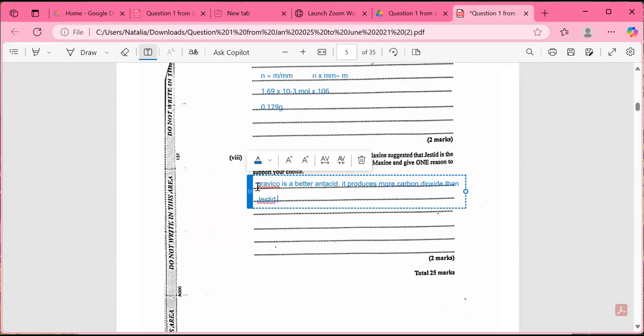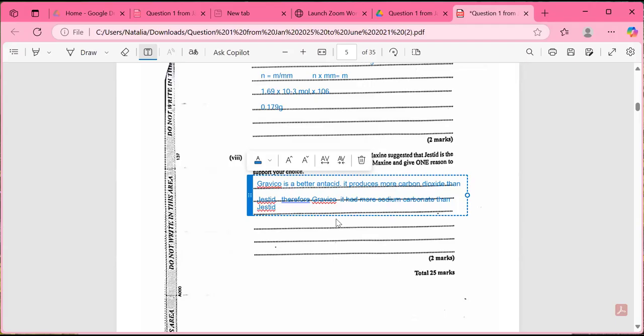All right, so this one is a better antacid. Because it produces more carbon dioxide, what does that mean in terms of sodium carbonate? Would it have more or less sodium carbonate? More. It has more sodium carbonate than the other one.